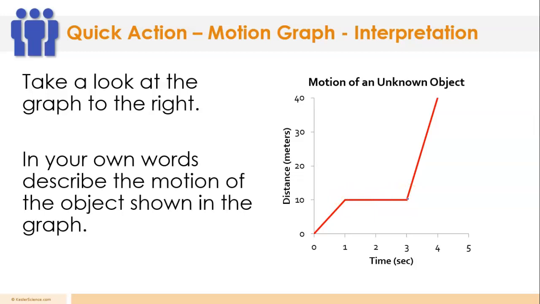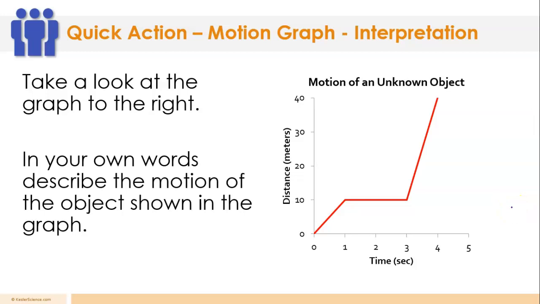And then over the course of the next second, from 3 to 4 seconds, it all of a sudden moves very quickly from 10 meters to 40 meters. So it goes 30 meters in 1 second, 30 meters per second. Okay, much faster than before, 3 times as fast as a matter of fact. So who knows what was actually happening there? Perhaps somebody was walking along, they stopped to talk to a friend, and then they realized they were late and started running.